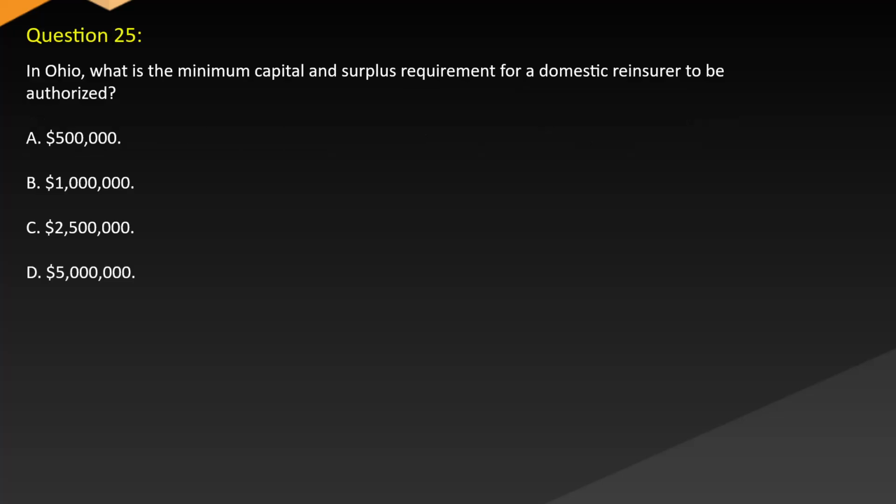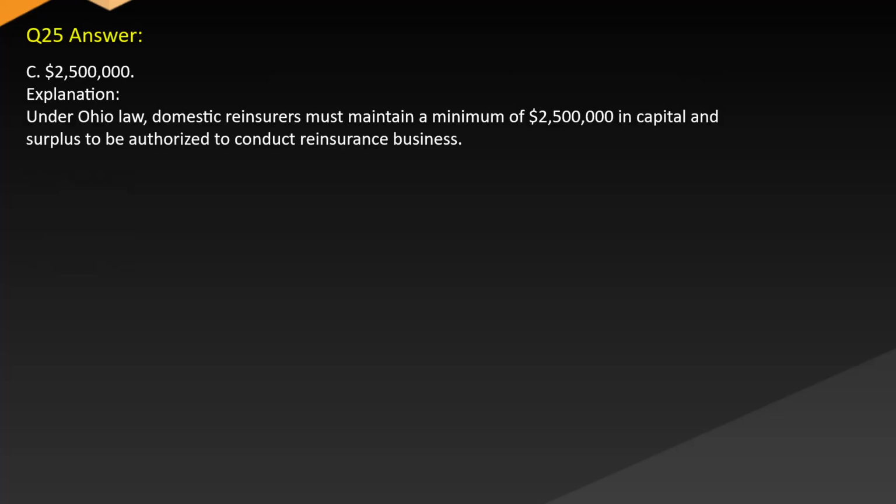Question 25. In Ohio, what is the minimum capital and surplus requirement for a domestic reinsurer to be authorized? A. $500,000. B. $1 million. C. $2,500,000. D. $5 million. Answer: C. $2,500,000. Explanation: under Ohio law, domestic reinsurers must maintain a minimum of $2,500,000 in capital and surplus to be authorized to conduct reinsurance business.